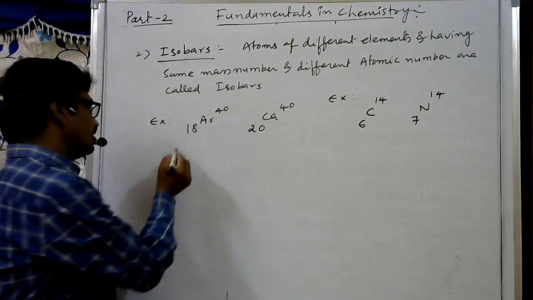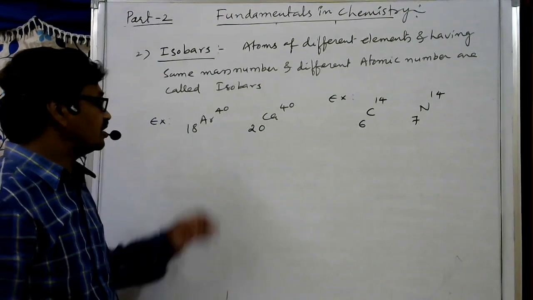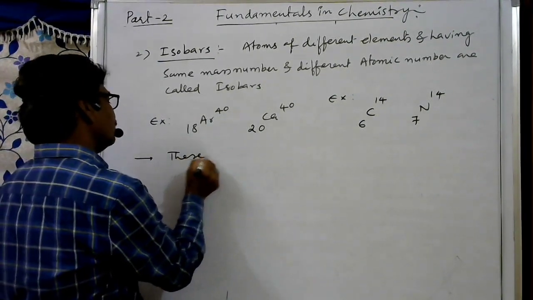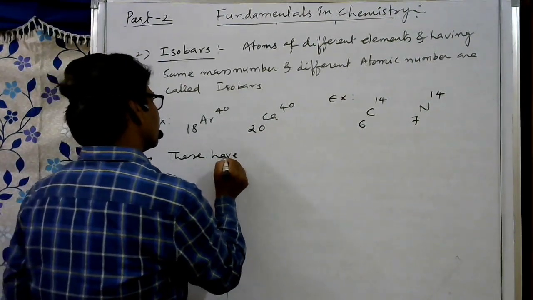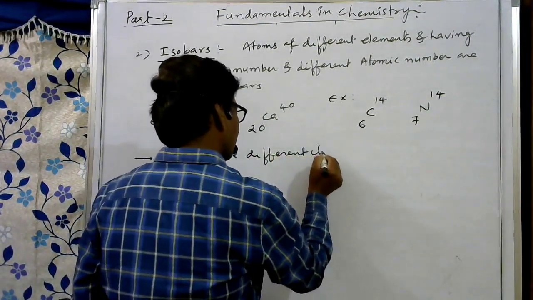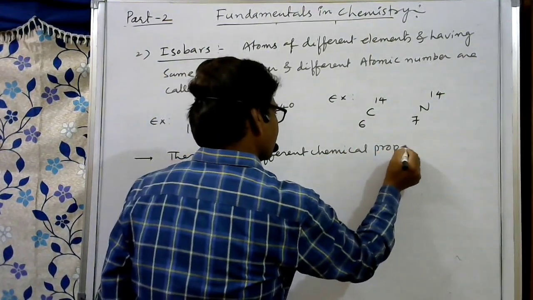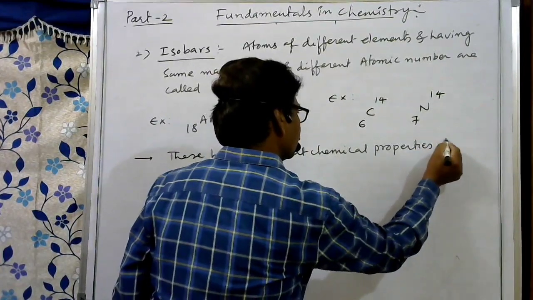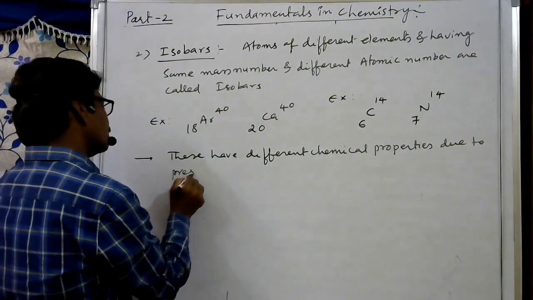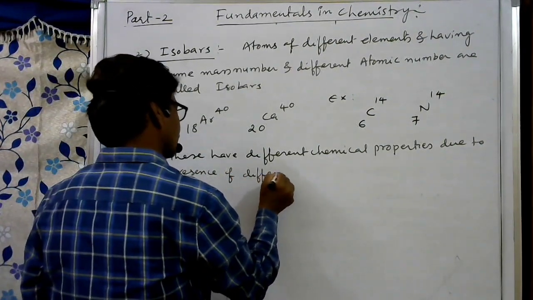Here atomic numbers are different, which means the number of electrons is different. So automatically we can write that these have different chemical properties, not the same. Different chemical properties. Why? Due to the presence of a different number of electrons.